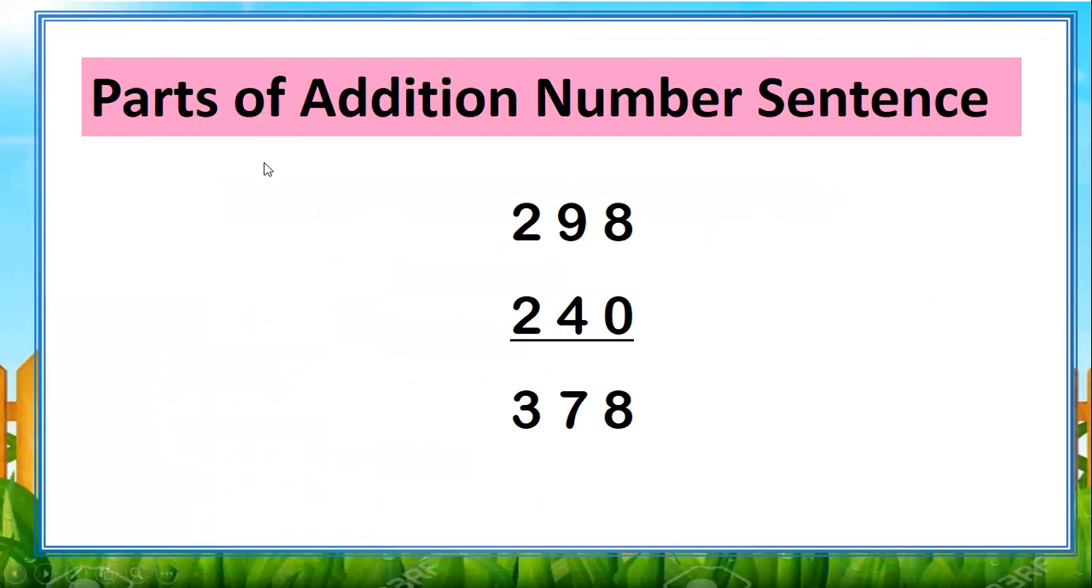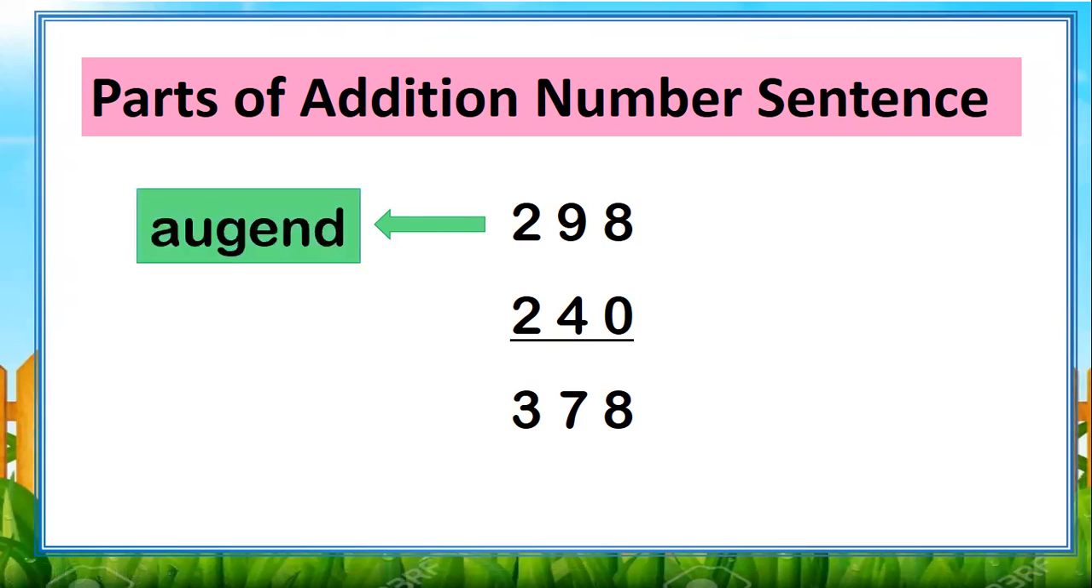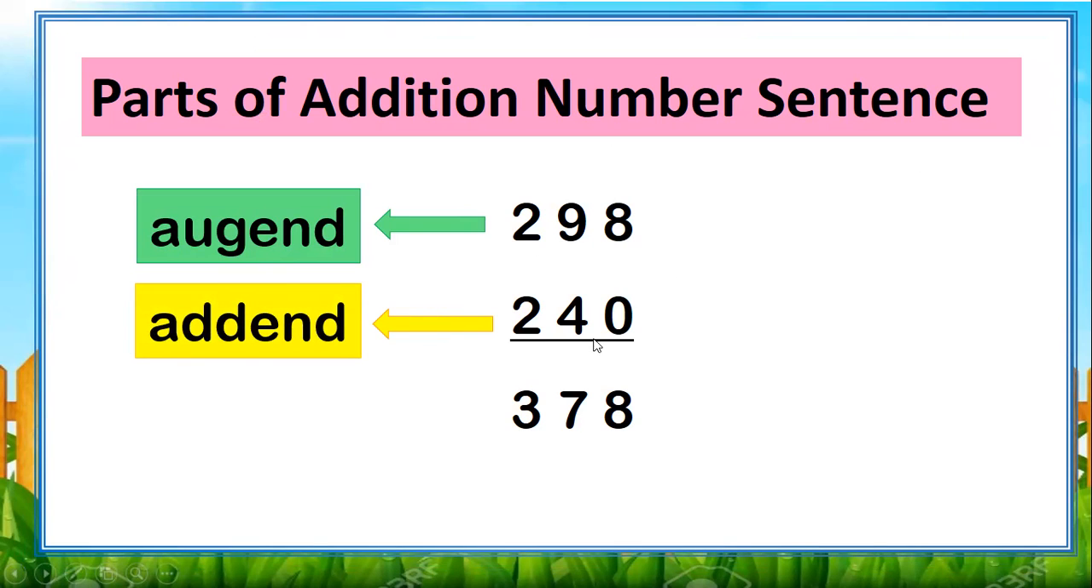So let us first discuss the parts of an addition number sentence. As you can see here, the first number that we add is what we call addend. Again, addend is the first number. Then the second number is also called addend. And this plus sign is the mathematical operation that indicates addition.